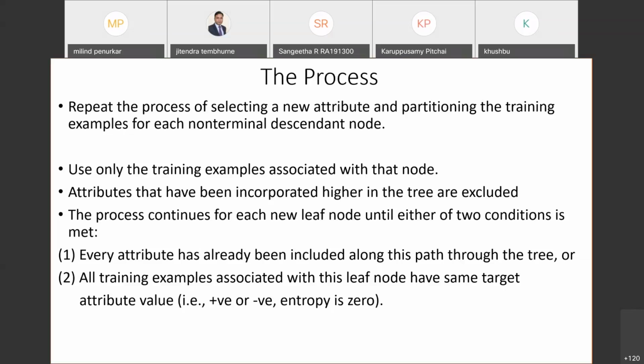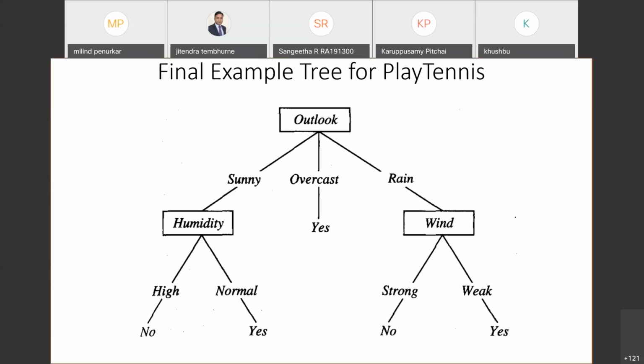Then the training process would get completed. In the second case, we would stop when all training examples associated with this leaf node have the same target attribute value. So it would be either positive or negative. In this case, entropy is 0. Right. So I think this is the final example, which is very common, given in Mitchell's book when talking about all these algorithms.